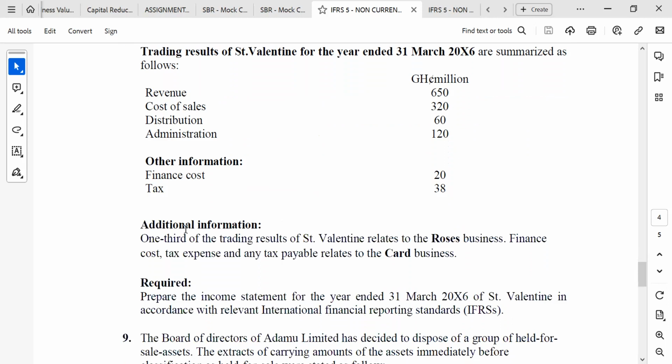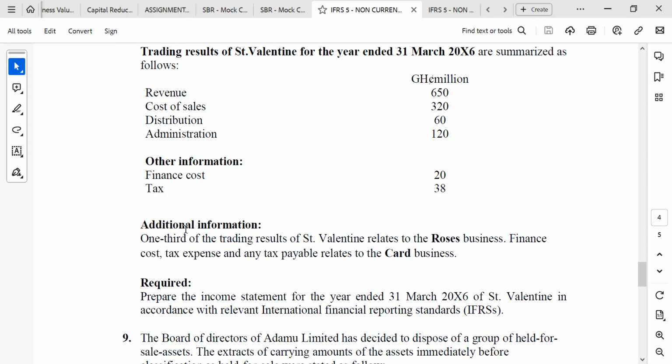Additional information: 1/3 of the trading results of St. Valentine relates to the roses business. Financial cost, tax expense, and any tax payable relates to the card business. Required: Prepare the income statement of the year ended 31st March 2006 of St. Valentine in accordance with relevant international financial reporting standards.